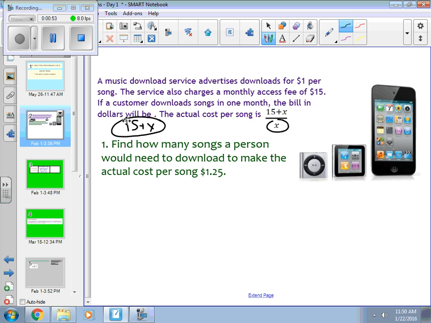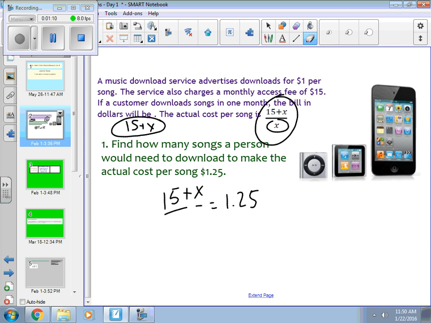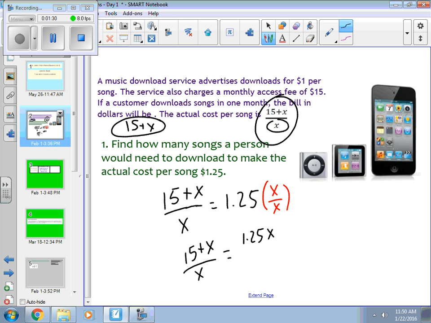Well, if we want this average to come out to be $1.25, we'd want to set them equal to each other. So we want to figure out what makes these two equal. Like we've been doing, in order to solve this, and this shouldn't be 5, this should be x, we would need a common denominator. So we need to multiply this side by x over x. Then our equation becomes (15 plus x) over x equals 1.25x over x. And now we want to solve this out.